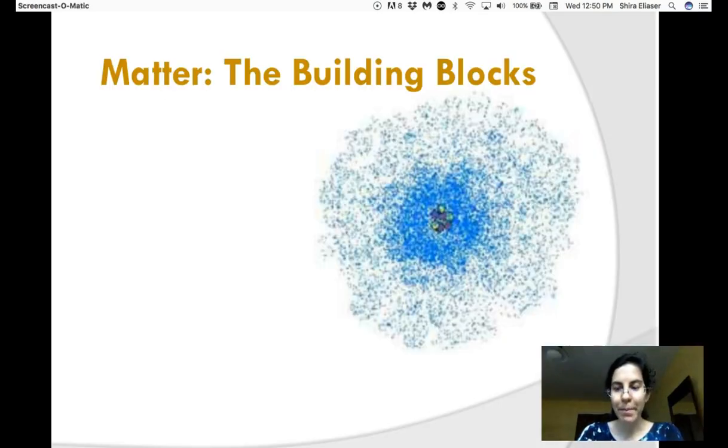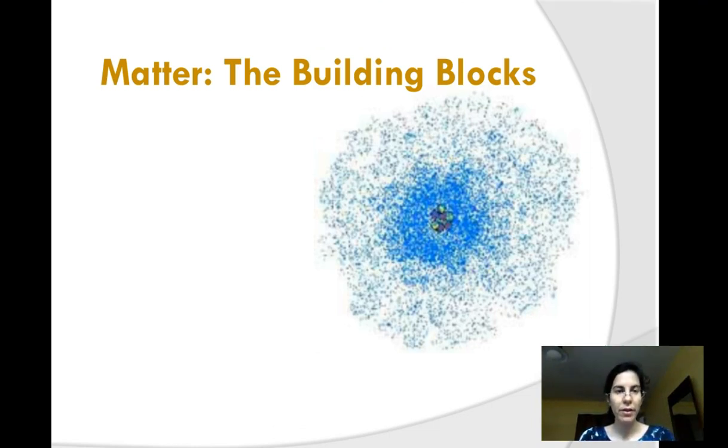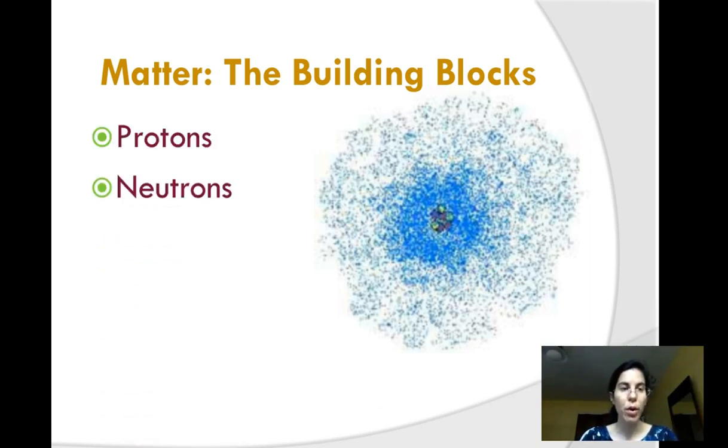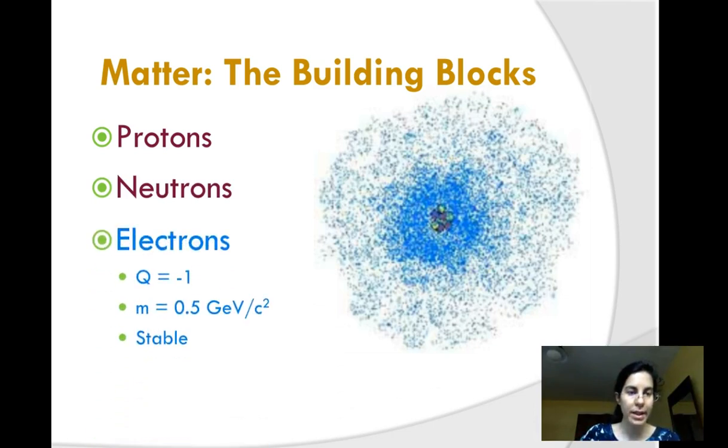So here we are in the building blocks of matter. Everything you can see, feel, smell, and touch, this is what it's made of. We had said that we thought the nucleus was composed of protons and neutrons and electrons. Well, 1 out of 3 ain't bad. The electrons going around the nucleus are fundamental particles. They have a charge of -1. -1 what? -1 proton, and a mass of 0.5 gigaelectron-volts per c squared.